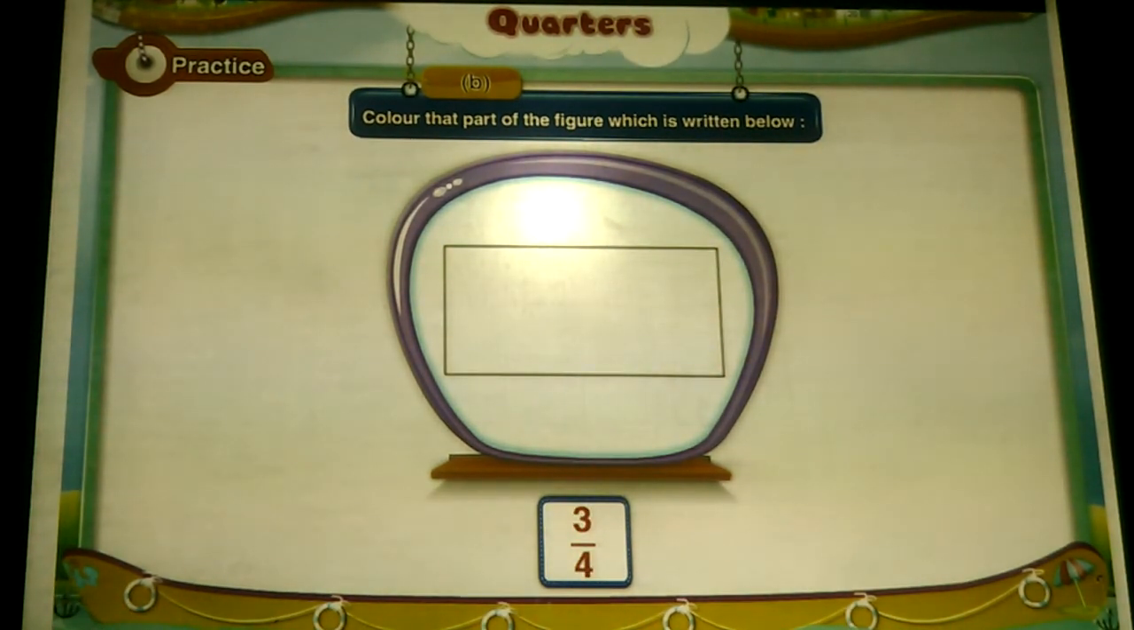6. This is a figure of a rectangle in which 3/4 part is to be colored. So, divide the rectangle in 4 equal parts and color 3 parts out of 4.